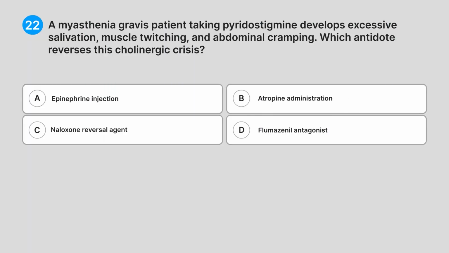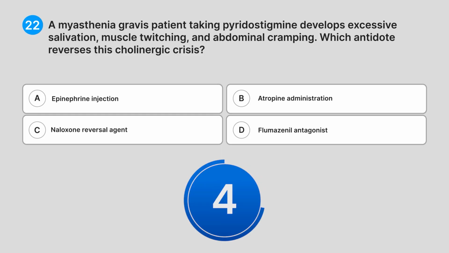22. A myasthenia gravis patient taking pyridostigmine develops excessive salivation, muscle twitching, and abdominal cramping. Which antidote reverses this cholinergic crisis? A. Epinephrine injection. B. Atropine administration. C. Naloxone reversal agent. D. Flumazenil antagonist. Do you know the answer?